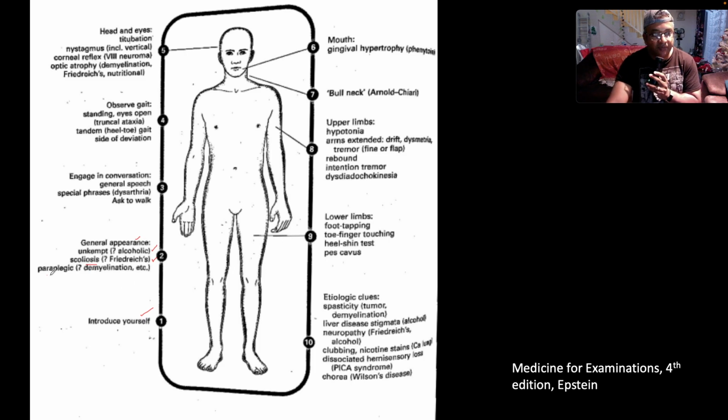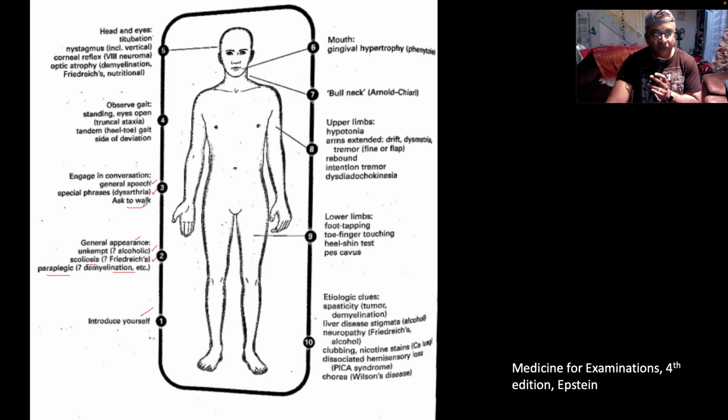Right? Is the patient paraplegic? I'm thinking about a demyelinating syndrome. There's a whole lot of those, like multiple sclerosis or acute disseminated encephalomyelitis, which is ADEM. Right? Then engage in conversation and listen to the patient's general speech. Are there any special phrases which may imply dysarthria? Is there staccato speech, so-called detached speech?